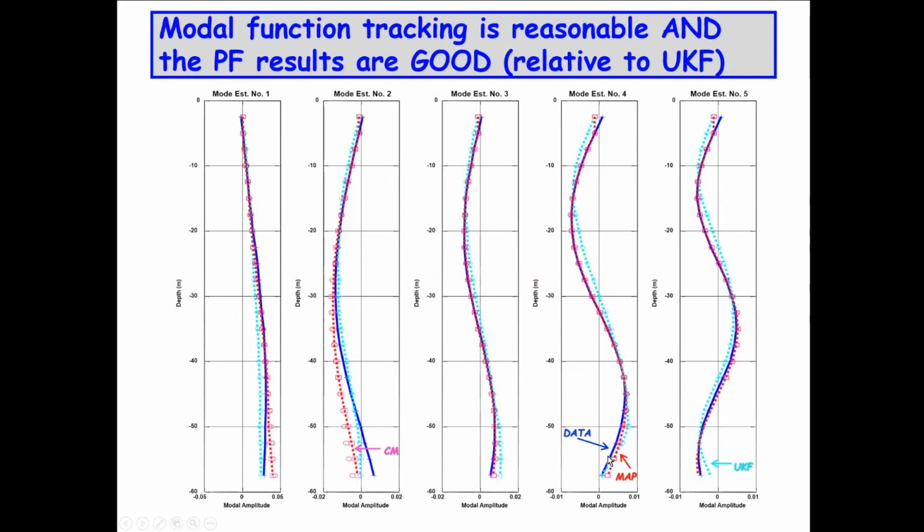So the data is the blue line. The MAP estimate and the conditional means are the magenta and the red lines, and then the unscented filter is the turquoise one. So you can see, I don't think the unscented filter does that badly, but we'll find out in a minute. You can see here, as the modes get higher, it starts to do worse and worse.